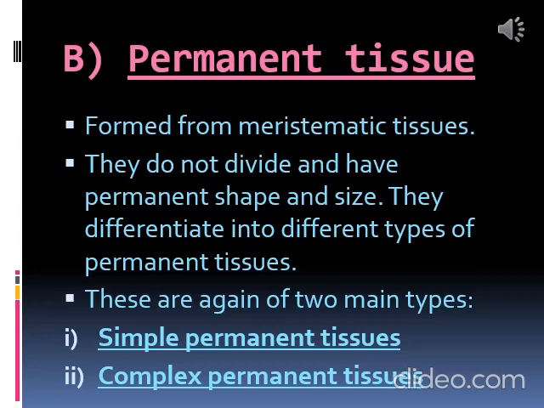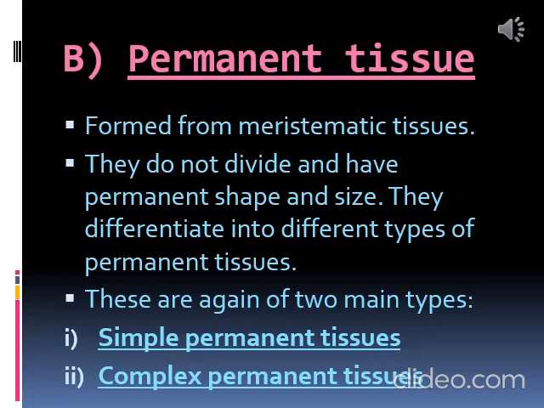The meristematic cells are small, spherical or polygonal in structure. These are made up of cellulose. These are thin and elastic. Intercellular spaces are also absent, or the cells are compactly arranged. But in permanent tissue, the plant tissues where the cells have lost the ability to divide and have assumed a permanent shape, size and function.